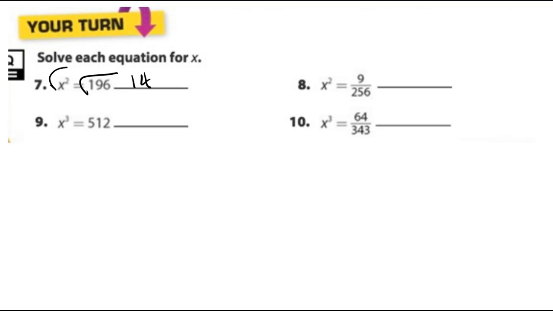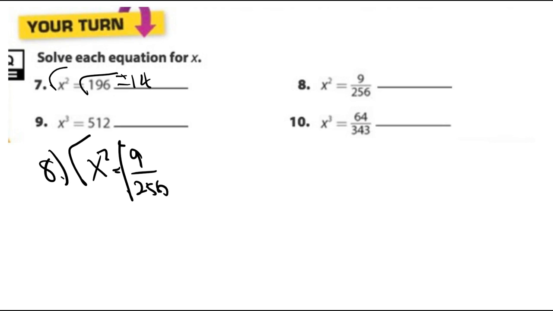That means that your answer is positive or negative 14. Okay, number 8. I'm going to write this here because trying to fit that in there is too tight. I have x squared equals 9 over 256. I take the square root of both sides, which is the same as the square root of 9 over the square root of 256. Okay, so I have to figure out what number multiplies by itself to give me 9. That's 3 over which one multiplies to give me 256, which happens to be 16. So my answer is 3 over 16.